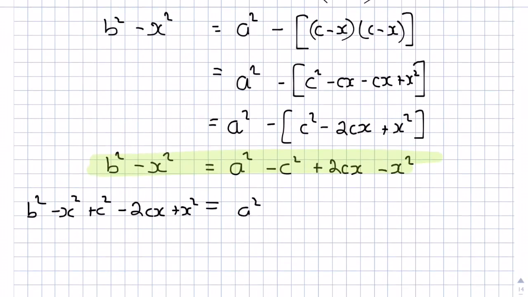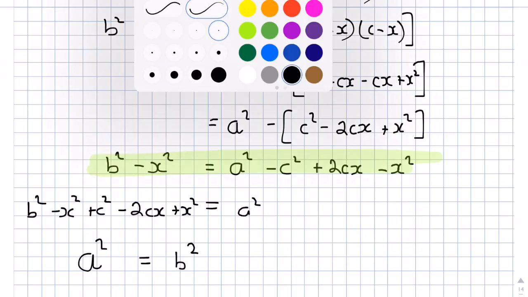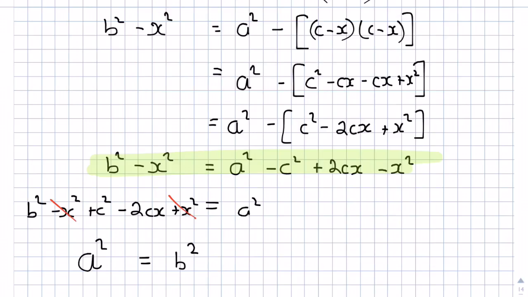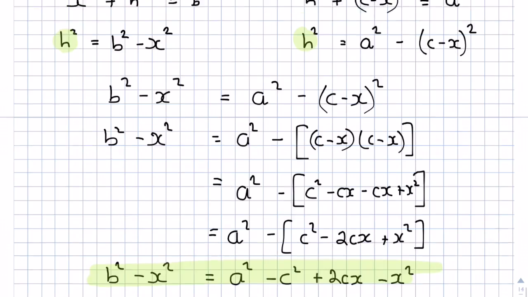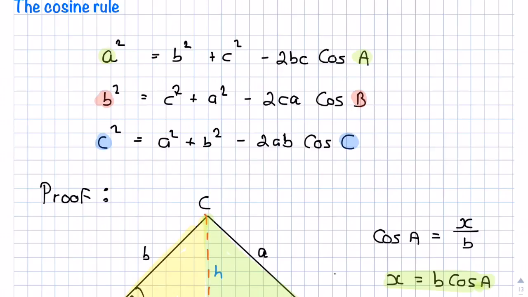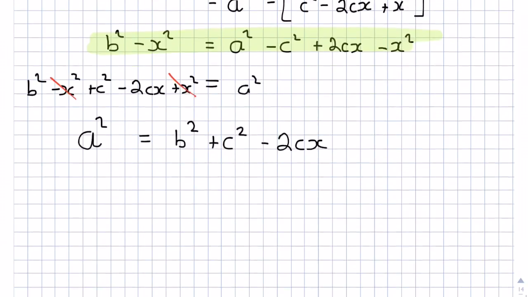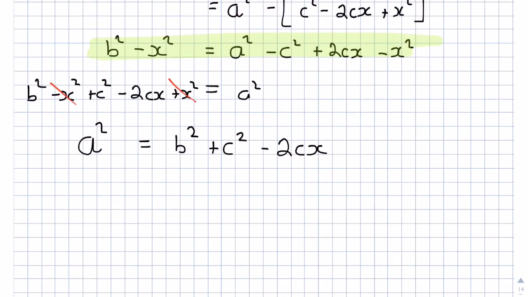So we're left with, larger writing, a squared is equal to b squared. We have a minus x squared, now plus x squared is gone. So a squared is equal to b squared plus c squared minus 2cx. And that's where we're at so far. It's starting to look a bit like the cosine rule. If you look, we've a squared equals b squared plus c squared minus 2bc cos a. And we have a squared equals b squared plus c squared minus 2cx. So it looks like it, but you might be wondering where to go from now.